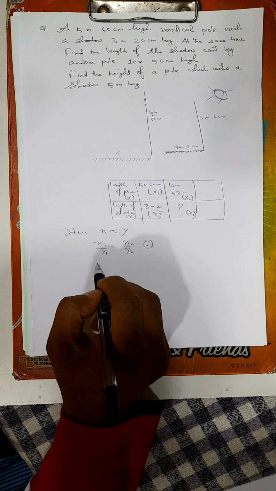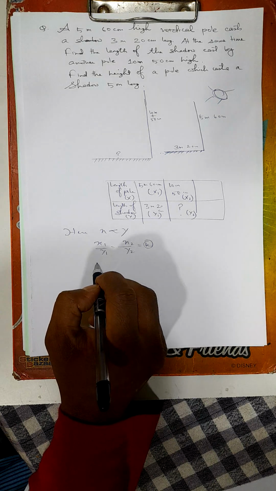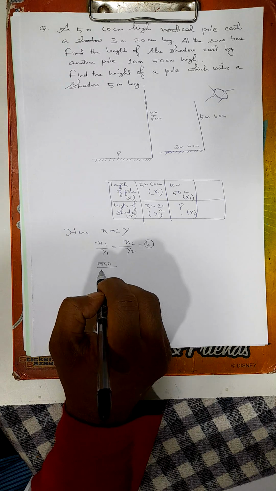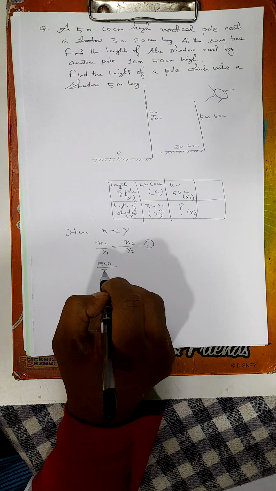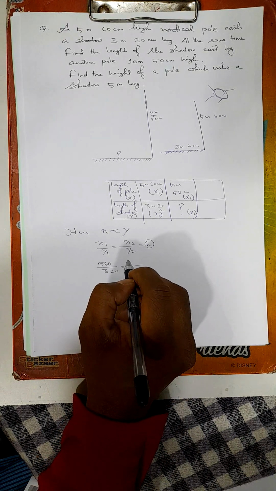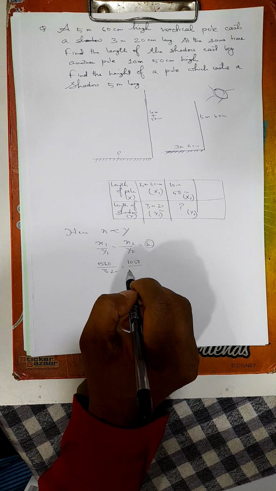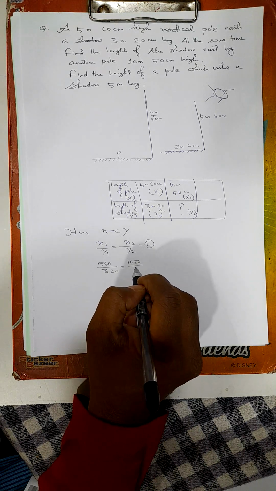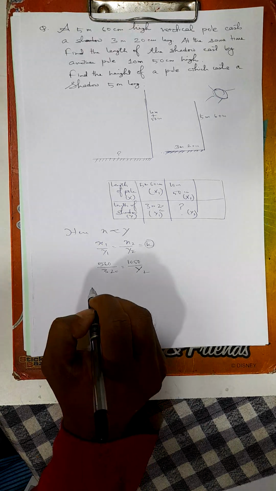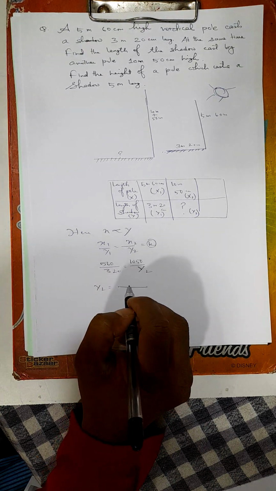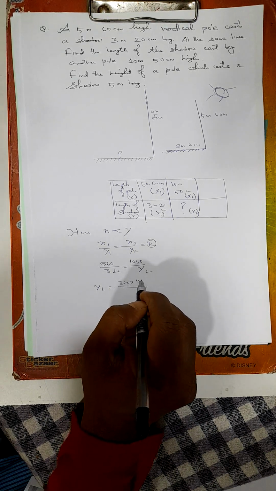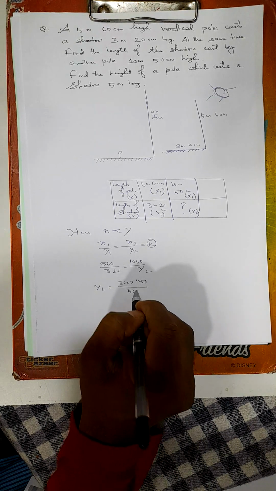Now here x1 means 5 meter 60 centimeter. That means 560. And the corresponding length of the shadow is 320. So 10 meter 50 centimeter means 1050. What would be the length of the shadow, y2? Now y2 equals 320 into 1050 divided by 560.